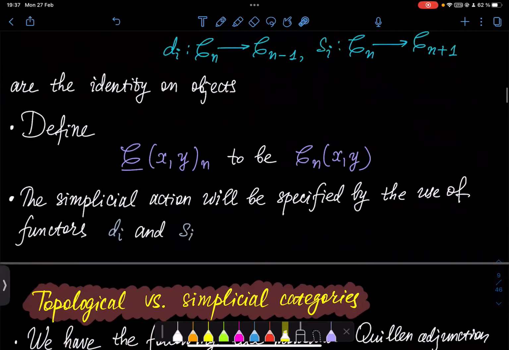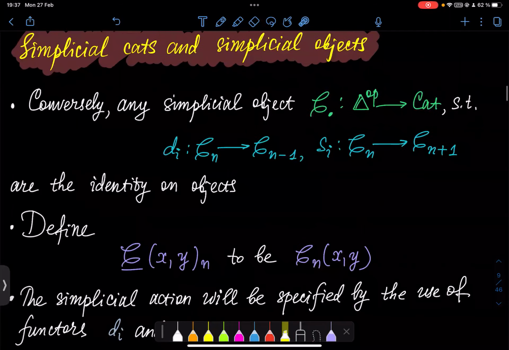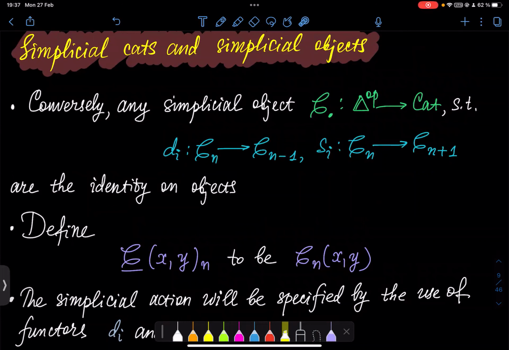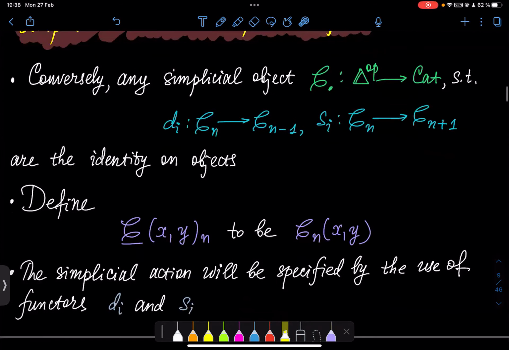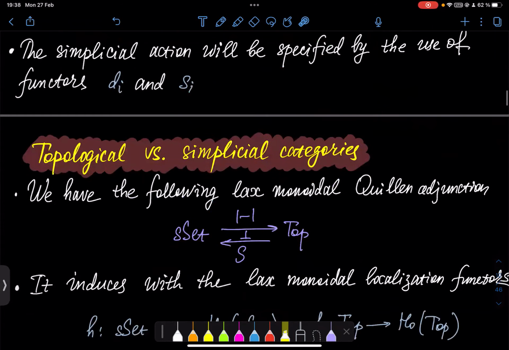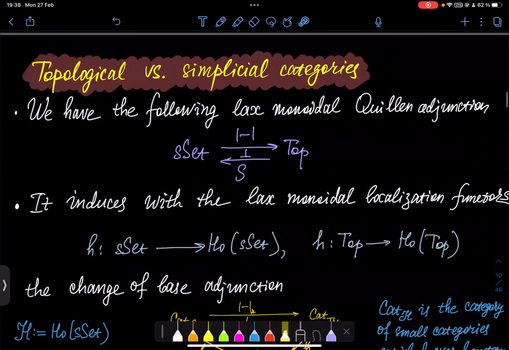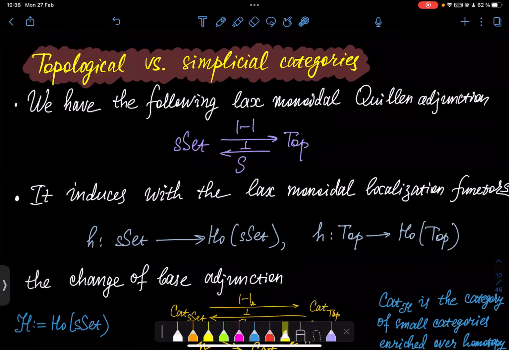and so it means that of course we can think about simplicial categories and simplicial objects as synonyms, or they are close to each other. Okay, so now discuss the topological and simplicial categories. What's the difference between topological and simplicial categories? So the answer is there are no differences.